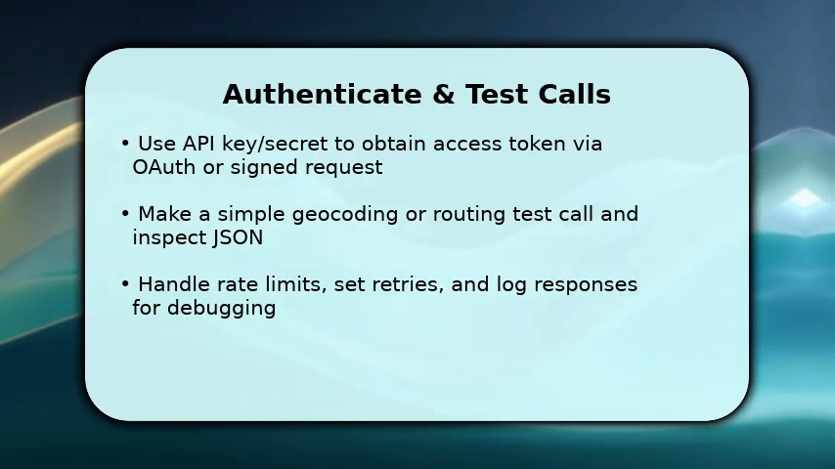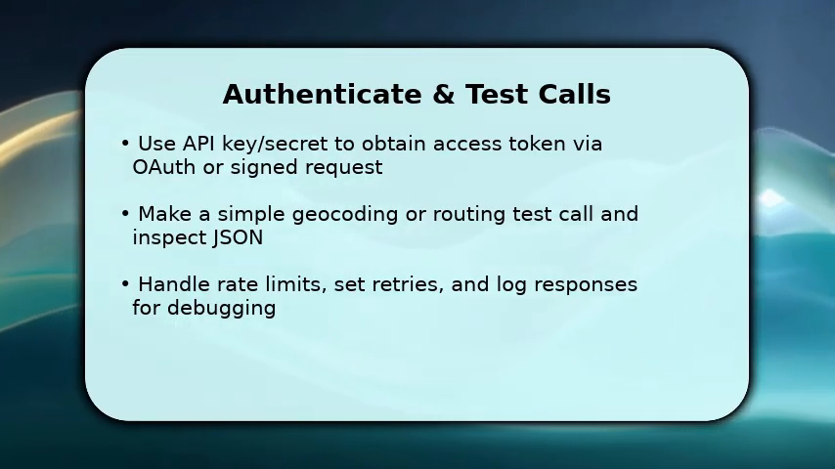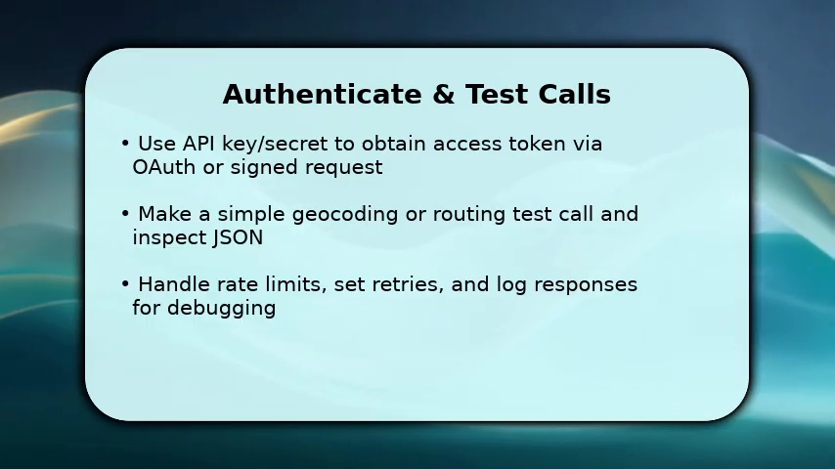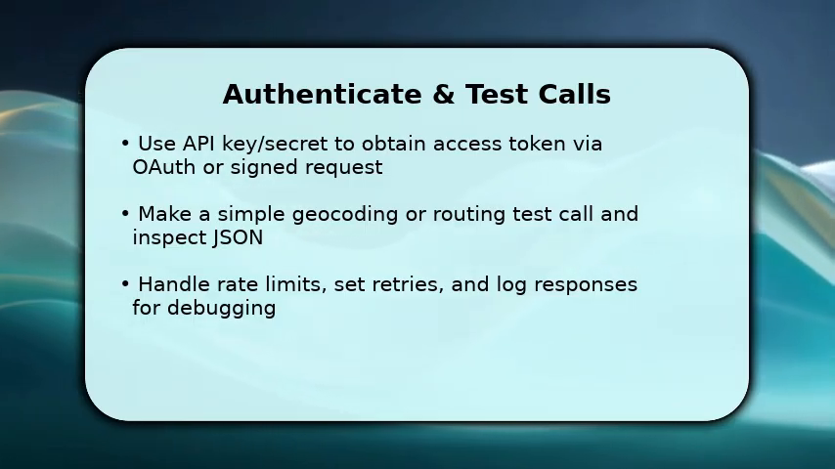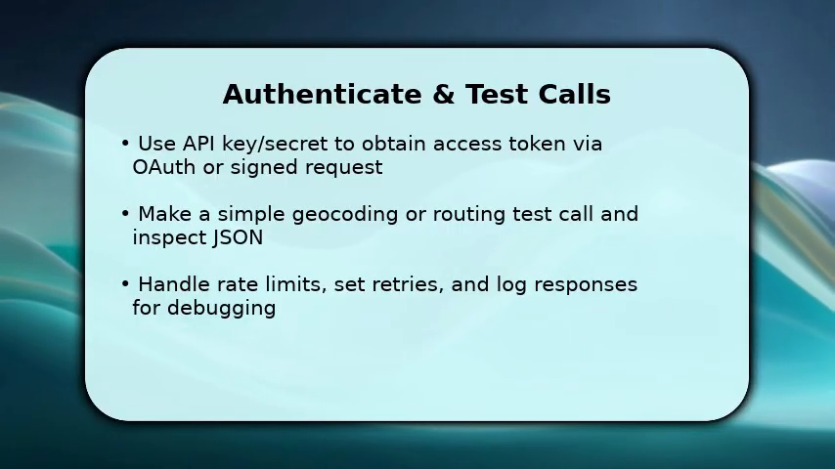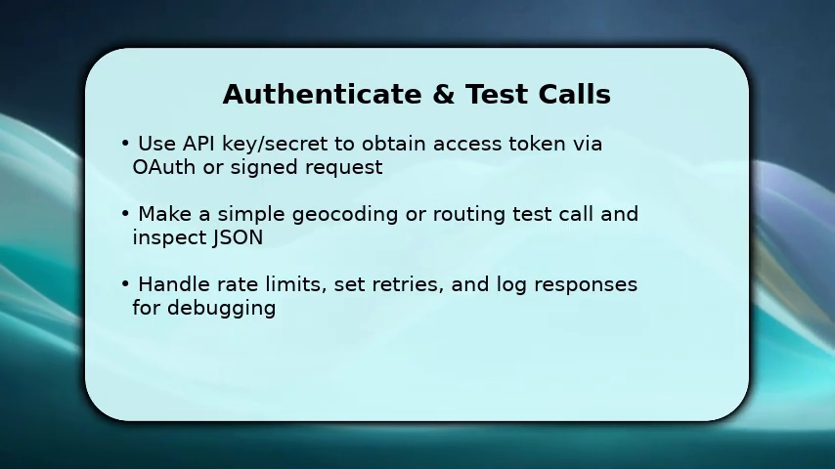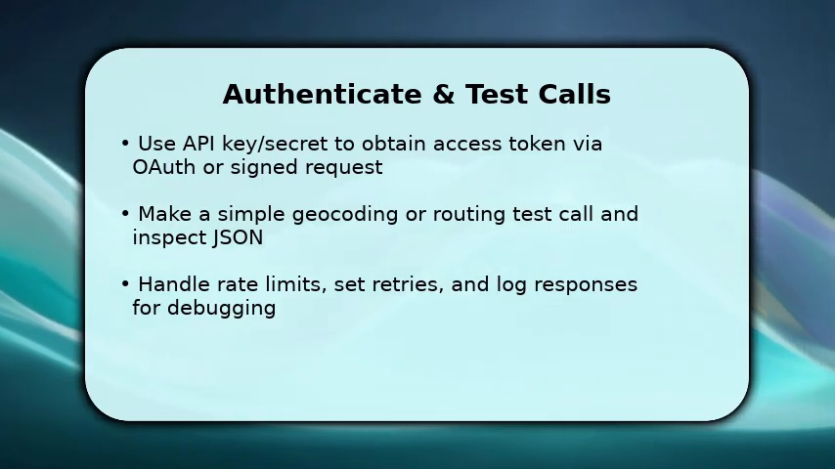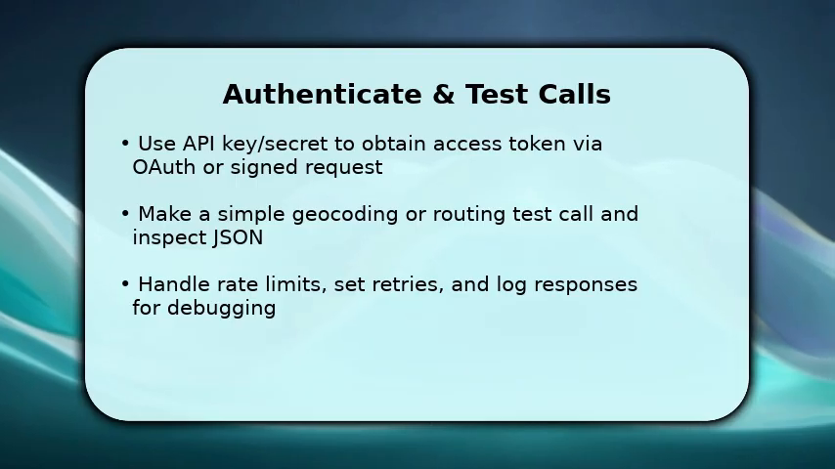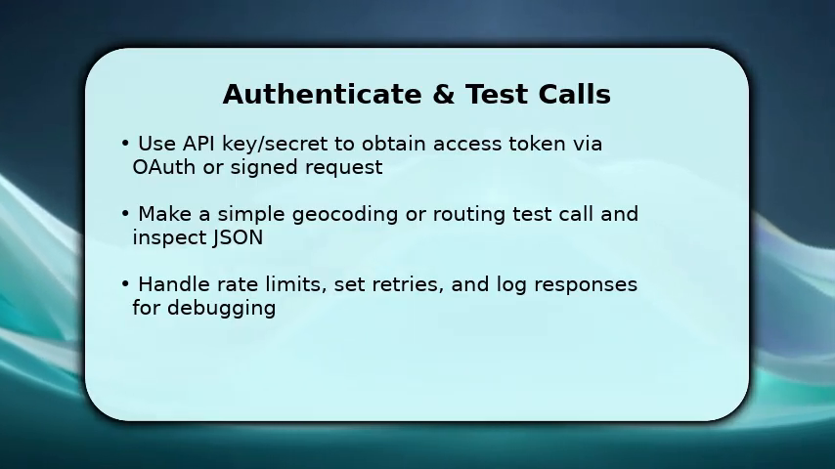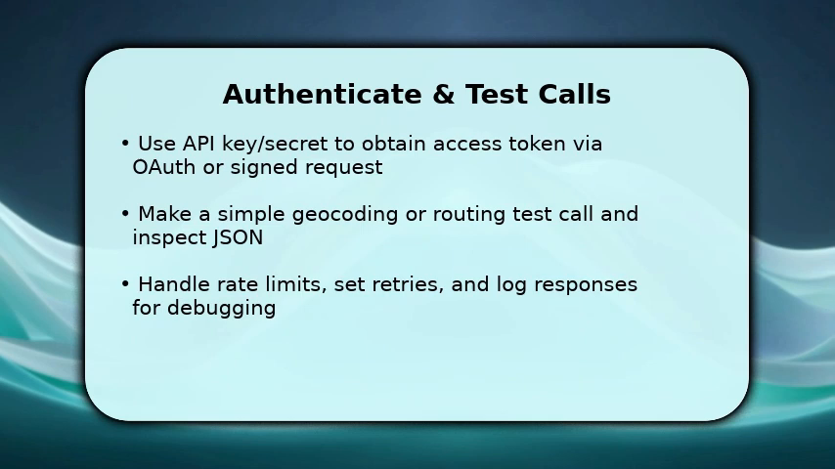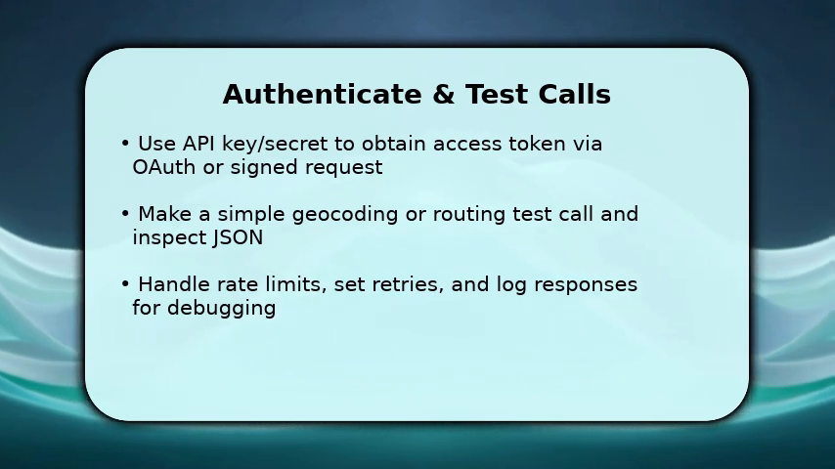Then, make a simple geocoding or route API call and examine the JSON response to confirm expected fields like coordinates, status, and accuracy. Once done, implement retries and respect rate limit headers so your app degrades gracefully under load. Also, log responses and errors to troubleshoot mismatches between expected and returned geometry.